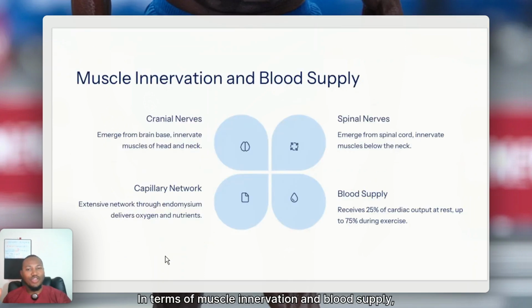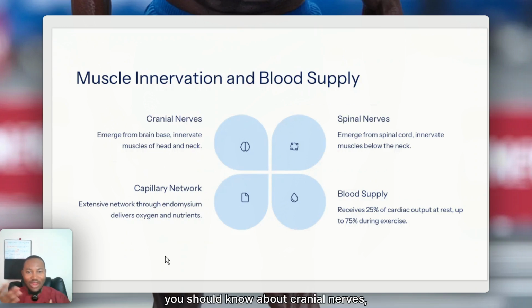In terms of muscle innervation and blood supply, you need to be aware that muscles receive about 25% of cardiac output when they are at rest. And when they are doing exercise, about 75%. That's a lot, all right?